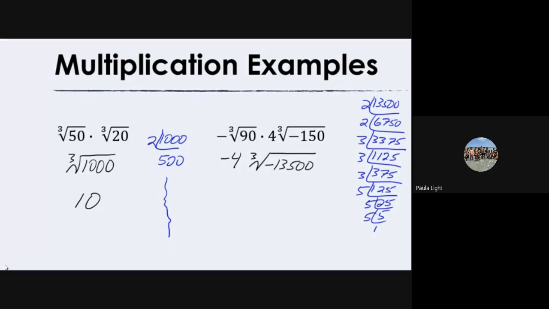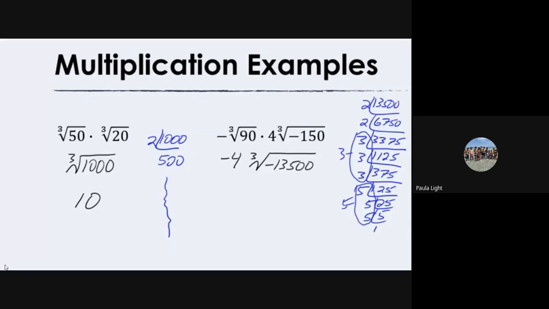So now we're going to look for triples. Triplets. We don't have a triple set of 2s. We do have a triple set of 3s and a triple set of 5s. Triple circle them. They're going to get to leave the radical sign.